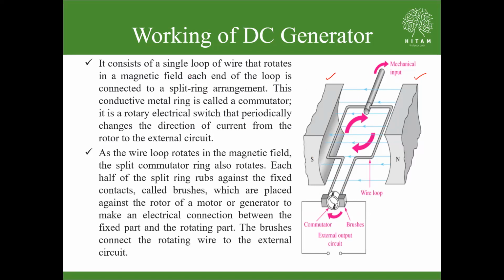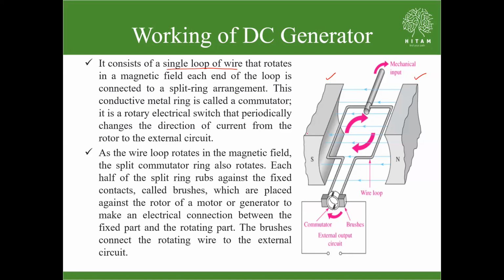Done. Now, how are we going to generate the DC output? In this description, it consists of a single loop of wire that rotates in a magnetic field. This magnetic field varies according to the development of the flux, which further depends on the field winding excitation. According to how much the field winding magnetizes the pole, the field lines are present from one pole to another pole, right?